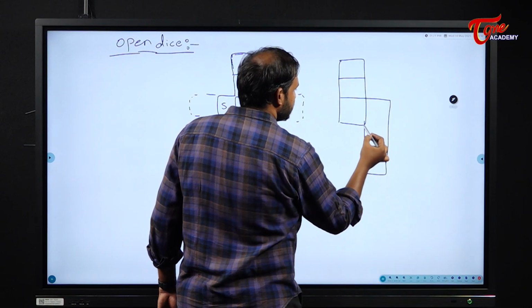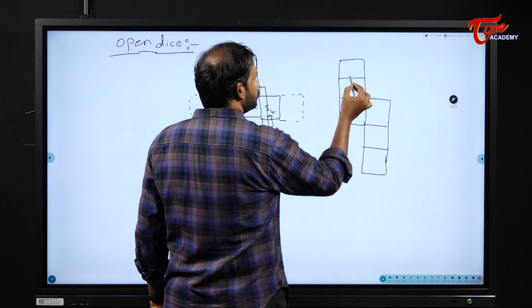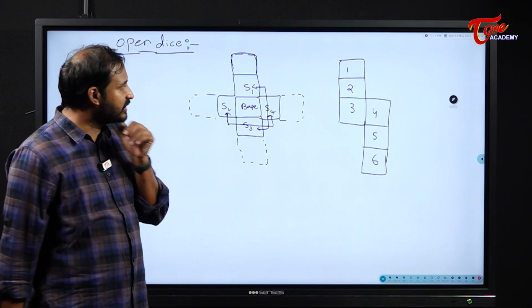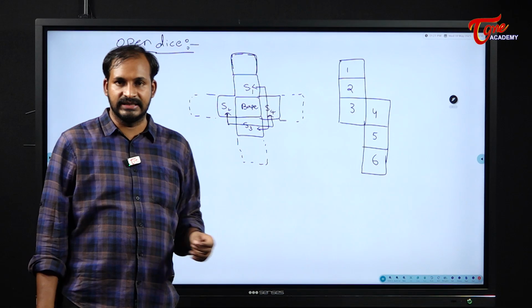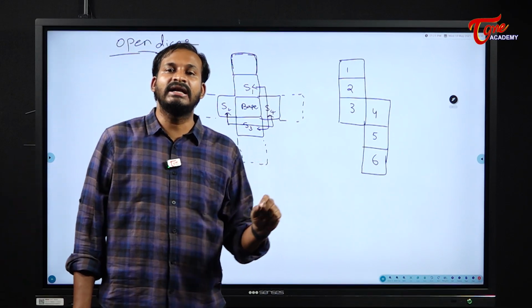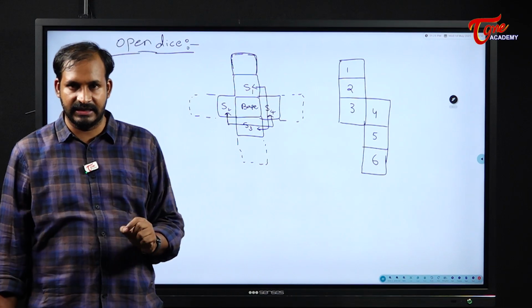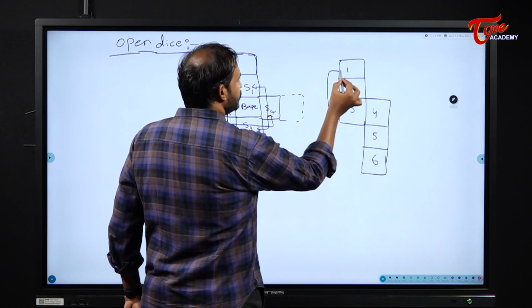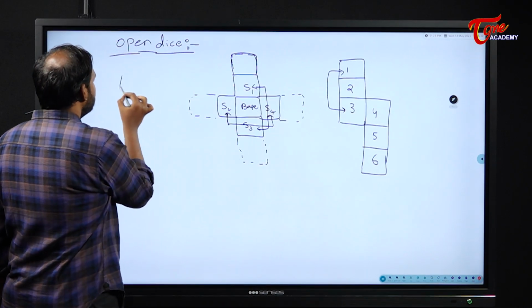There will be an open dice in this shape. Assume like this. There is an open dice. That means instead of opening in this manner, I opened a dice in this manner. Now, as usual, our basic principle remains the same. What is it? Alternate faces are opposite to each other. That means 1 and 3 will be opposite to each other. Please remember this one, students.